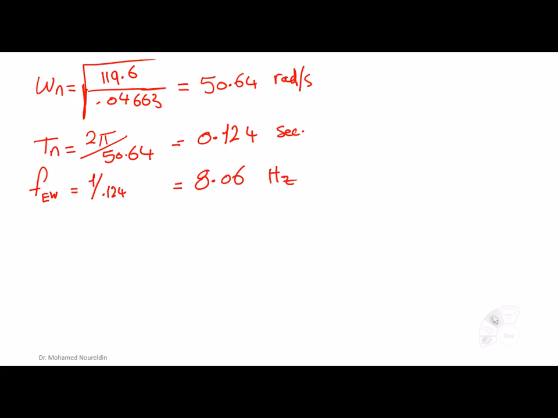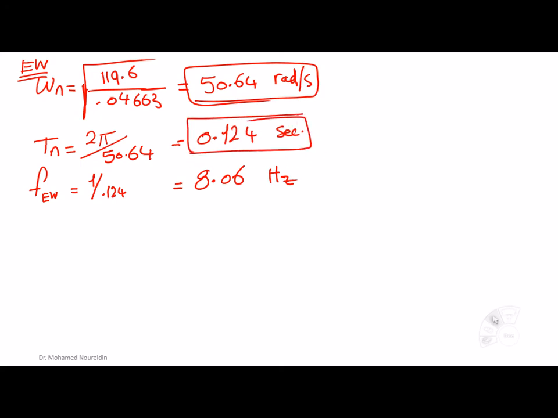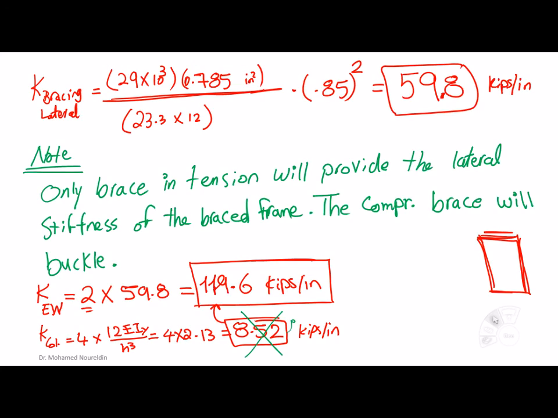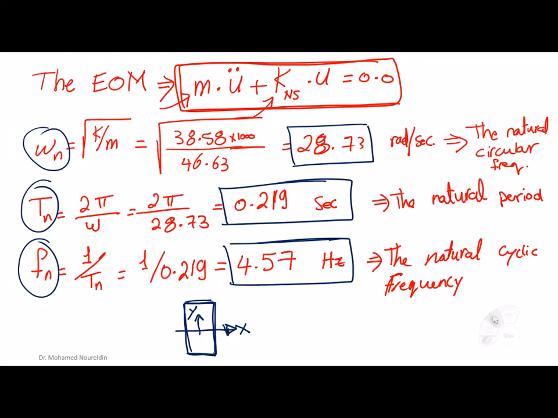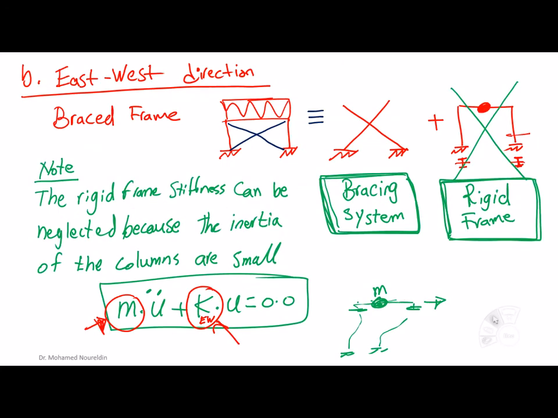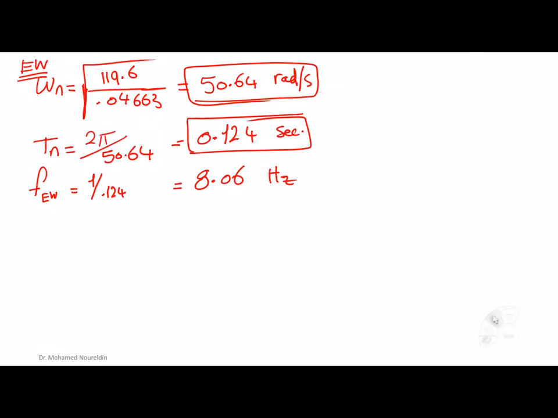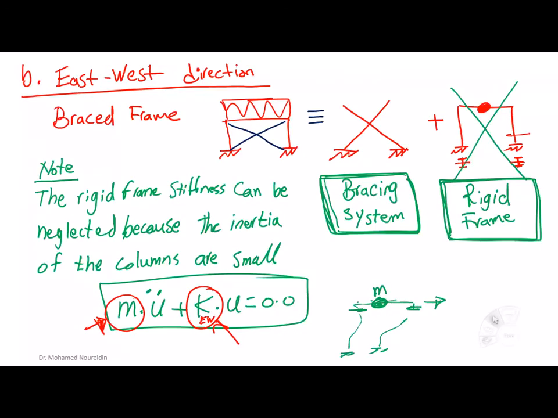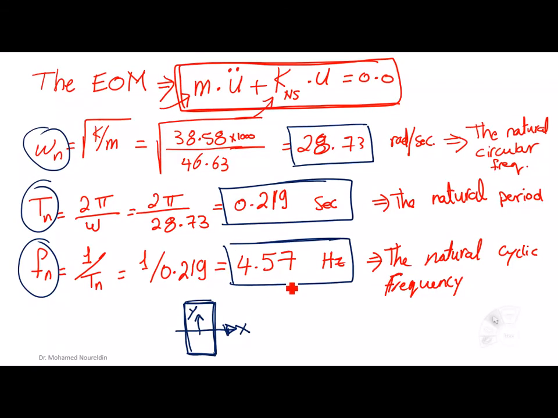Okay, now let's go and analyze this. So here, this is for the east-west, right? We're talking about the east-west direction here. What you can see here, omega n is 50 something, and here we have T of 0.124. Do you remember the other one, how much? In the other direction, it was 0.219. Here it is 8 hertz, here it was 4.5 hertz.